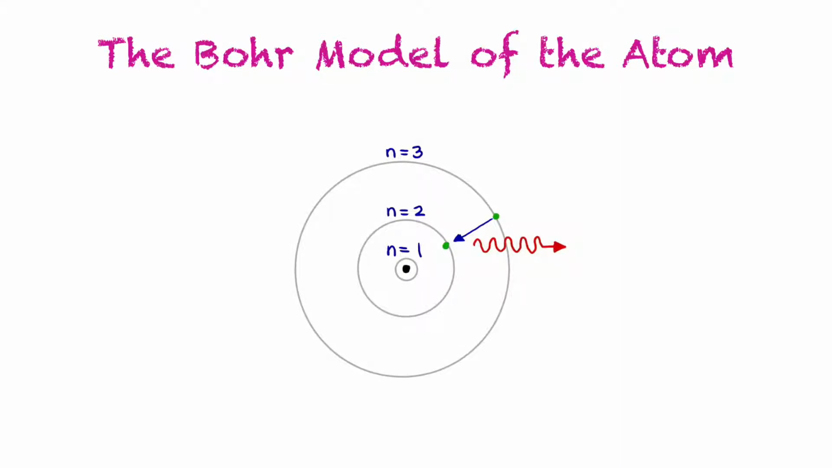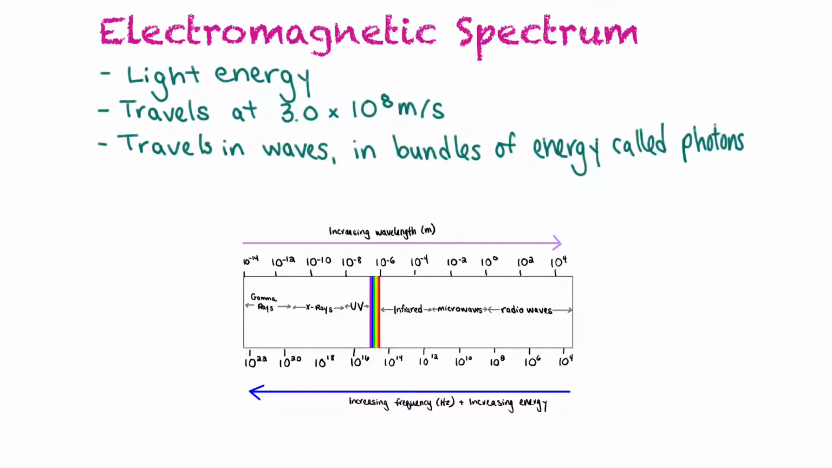In this video, we're going to explore the Bohr model of the atom. So we're going to take some time to review the electromagnetic spectrum and electromagnetic radiation. Electromagnetic radiation is light energy, and light travels at 3.0 times 10 to the power of 8 meters per second. So basically, light travels really fast. And it travels in waves in bundles of energy called photons.